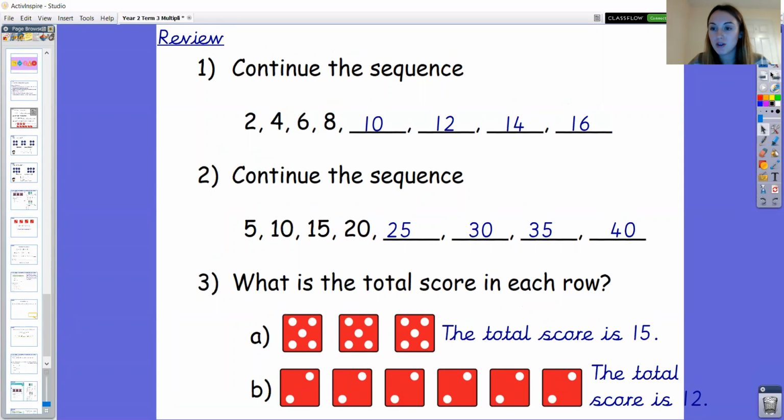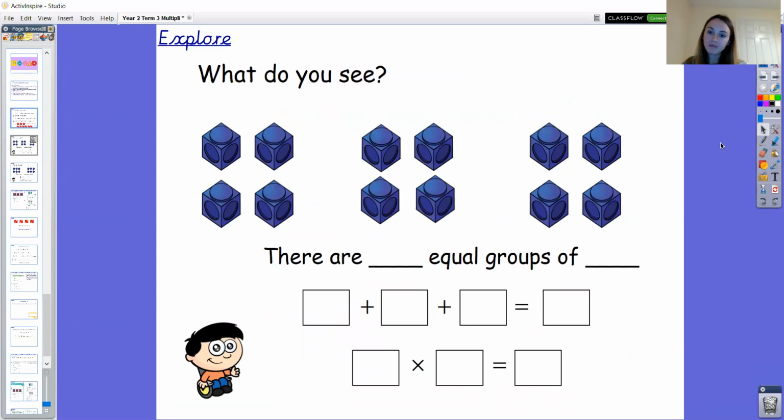Okay, so today, moving on to our Explore session, there are some blue cubes, and I'd like you to first of all pause the video here and describe what you can see using the stem sentence. And I wonder if you can think back to last lesson and also use repeated addition. Don't worry if you don't remember, we're going to go through it together. But please pause the video here and have a go.